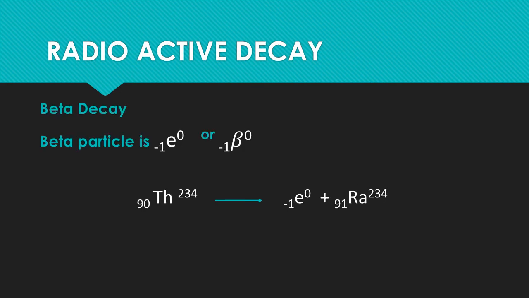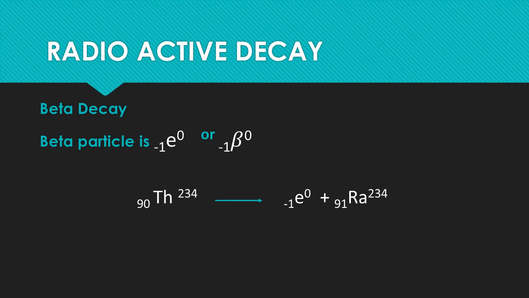The second type of decay is beta decay. A beta particle is an electron. The atomic number of an electron is -1 and the mass number of an electron is 0. So the resulting atom has its atomic number increased by 1 and its mass number does not change.